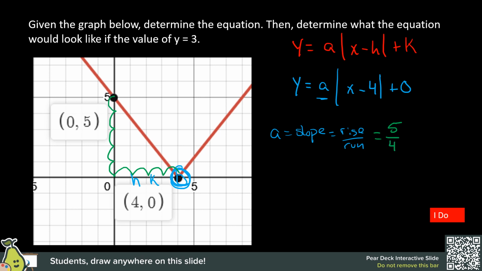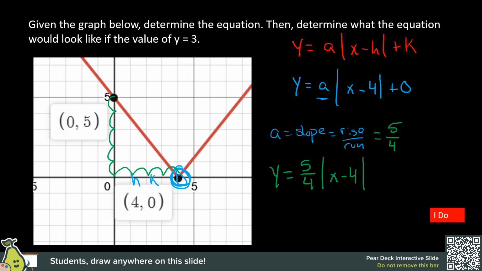And you're probably thinking, well, sir, we went down, so wouldn't this be negative? And my answer to you is, it's not going to be negative, because if this was negative, we would have a reflection and the graph would be going down. Okay, remember this is an absolute value function, and once it's negative, it means that the graph is pointing down. It's no longer in the shape of a V. So knowing all this, my equation is now y equals 5 over 4 absolute value of x minus 4.